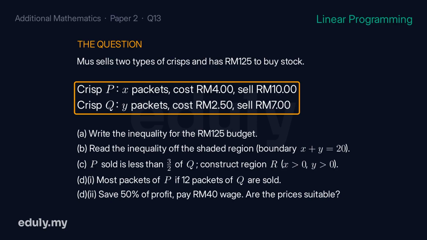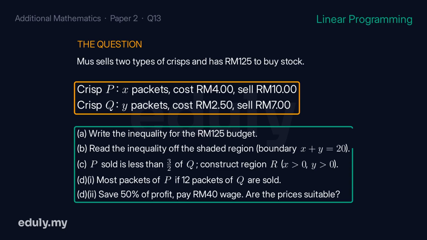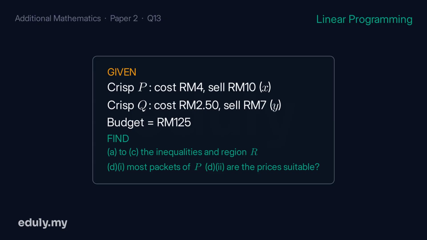Here's what we're given. P costs 4 and sells for 10, Q costs 250 and sells for 7. X counts P packets, Y counts Q packets. And here's everything to do. 3 inequalities and region R, the most P packets when 12 of Q sell, and whether the prices are good enough. So, the 2 price lists and a budget, and 5 things to determine across the parts.